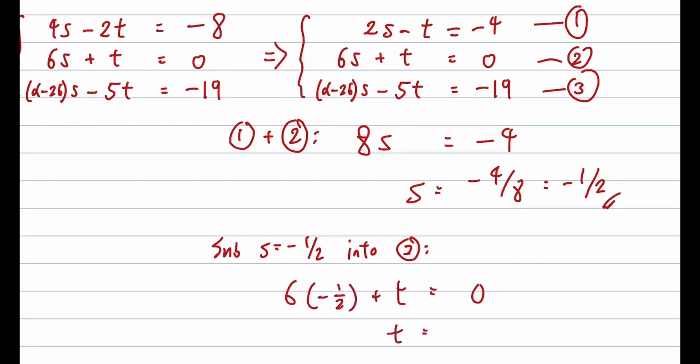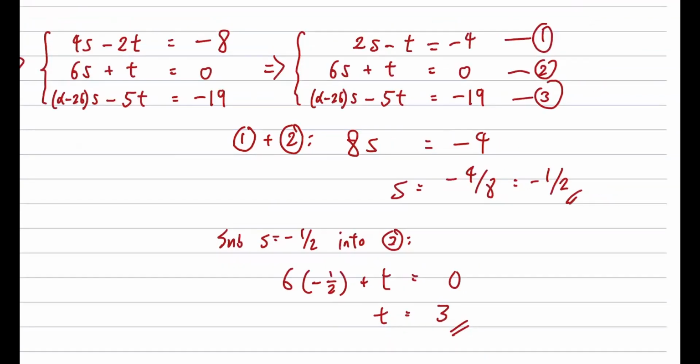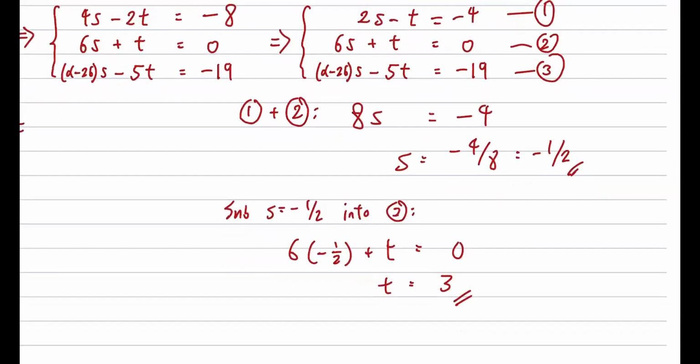Make T the subject. 6 times negative half is negative 3. Bring it over, become positive 3. Good. So now we got S, we got T. Can we solve for alpha? Which equation should we use? The third one. Exactly. We used 1, we used 2, now we have to use equation 3.